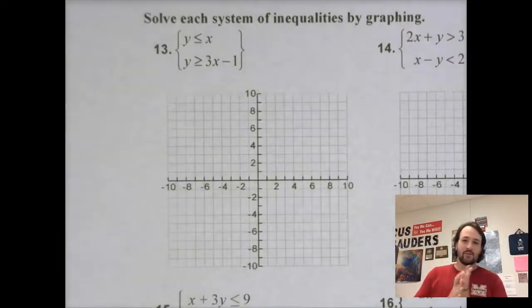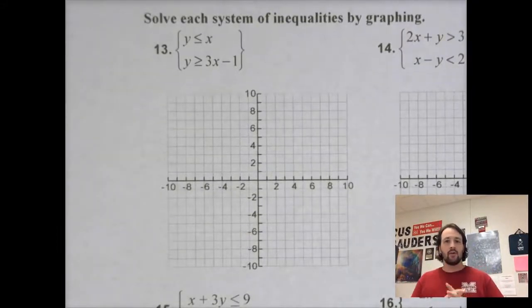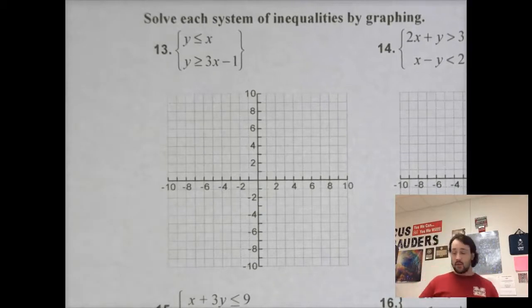In this video, we're going to be doing section 1.3, which is all about graphing systems of equations and systems of inequalities. So mainly, we're going to be looking at graphing systems of inequalities, because I think that is mainly what you're going to be looking at. So just jumping right into it.